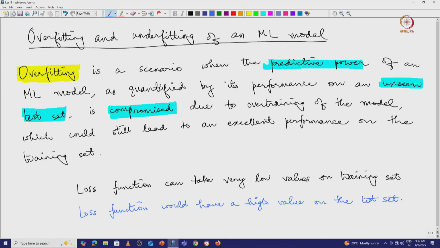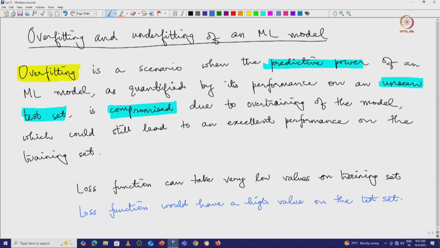In principle, instead of the loss function you could also talk about the R squared value, but R squared in some cases is not very sensitive. If you have a lot of data, then the R squared value can still approach 1 just because you have so much data, but in those cases the loss function is still a more accurate measure of what is really happening. So the loss function is able to take very low values on the training set, yet it has a high value on the unseen test set, and this means the predictive power of the model is compromised.